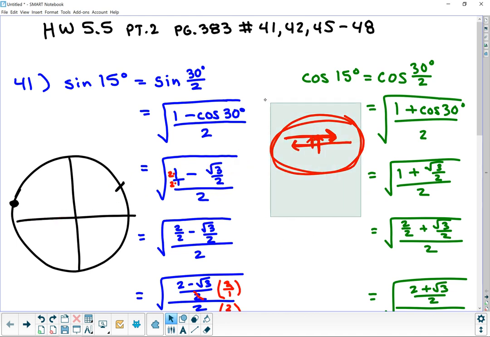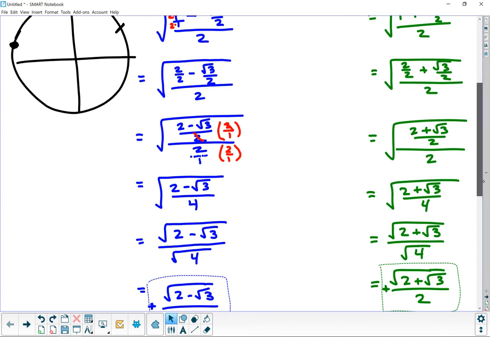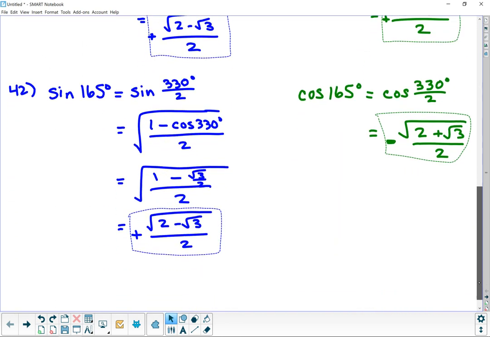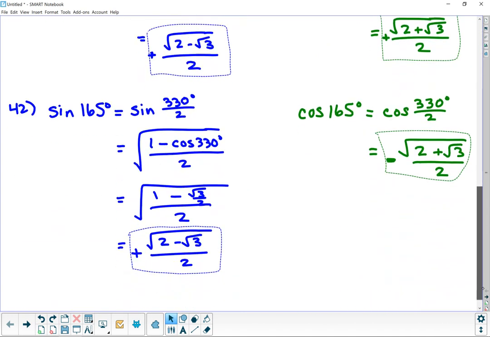All right, so that's the 2 degrees, and the degrees are usually easier to kind of manage because degrees just actually make more sense. Then we have 45 through 48.